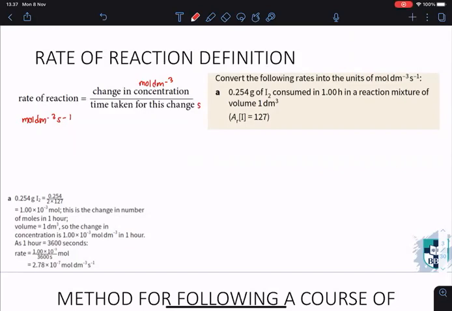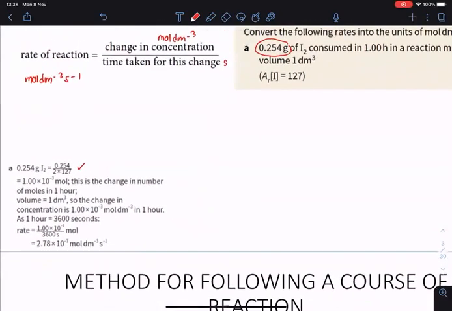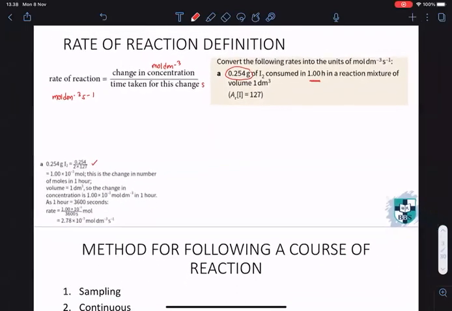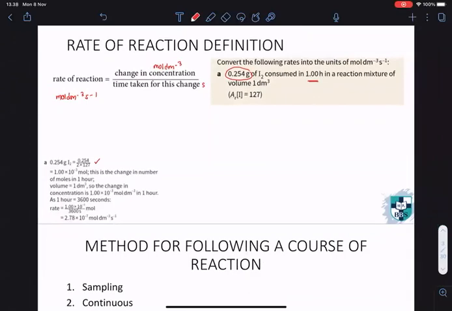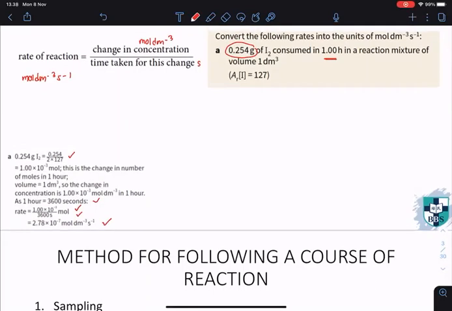One of the examples: convert the following rate into units of mole per dm cube per second. What we need to do is change the grams of iodine into number of moles. You can see the marking key over here. You change it into number of moles, and you have 1 times 10 to the power of negative 3 mole. Then it is consumed in 1 hour. Since we need seconds, you need to change 1 hour into seconds. So 1 hour is 3,600 seconds. To find the rate of reaction, just take the number of moles and divide by 3,600 seconds, and you will have the rate of reaction based on the definition required in your syllabus. So this is rate of reaction.